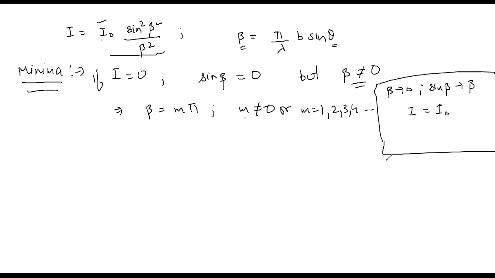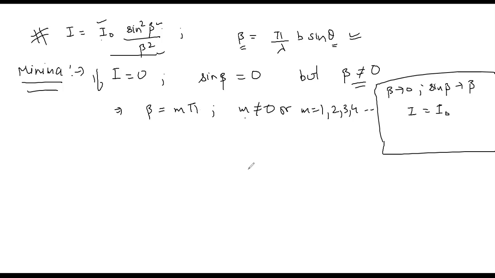When beta is equal to pi, sine beta is equal to 0. Look at this expression of intensity. When beta is pi, in the denominator you will have pi square, in the numerator you will have sine pi, which would basically be equal to 0. When beta becomes 2 pi, again your numerator is 0, but your denominator is a non-zero number. So as long as beta is not equal to 0 and sine beta is equal to 0, your I would be equal to 0 in that case. So we are saying that your beta has to be equal to m pi.